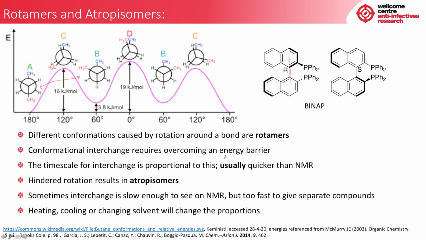The reason this is particularly worth knowing about is that at some point you will have a spectra that looks impure, but actually just has NMR timescale atropisomers. And the way to confirm this is by making the peaks change proportions, and that can be done by changing the solvent or the temperature.